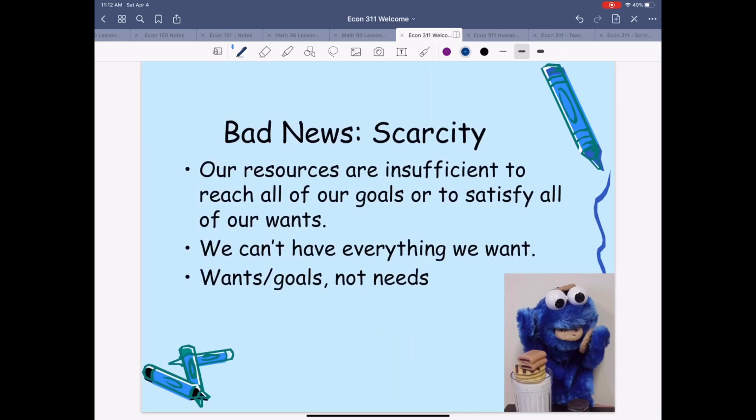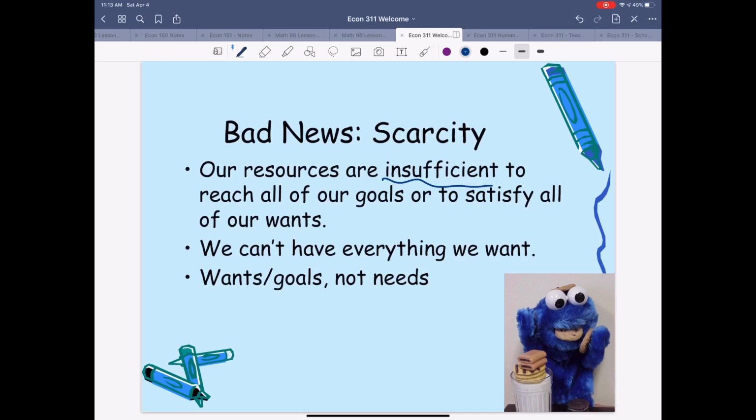So the bad news is that we live in a world of scarcity. Scarcity means you can't have everything you want. And another way of saying that is that our resources are insufficient to reach all of our goals or satisfy all of our wants. And I know that everybody has heard that before. Somebody has said to you, probably a parent at some point, you can't have everything you want. I don't have enough to make this possible for you. And we know that we live in a world of scarcity.